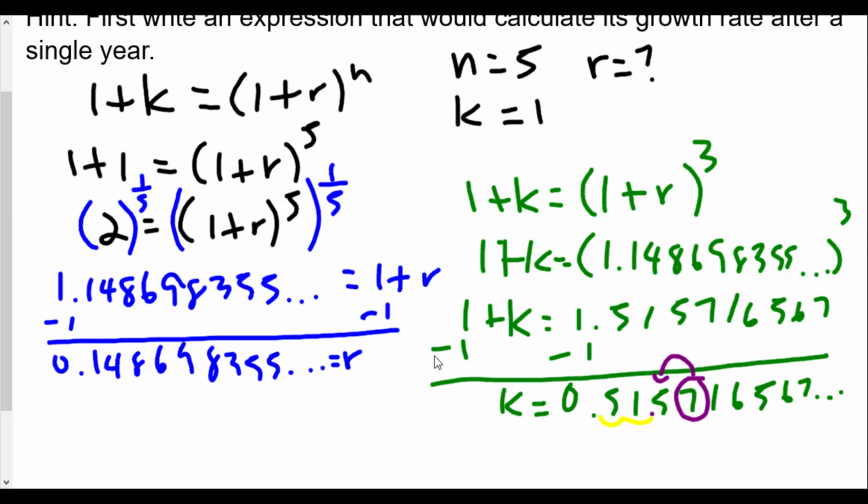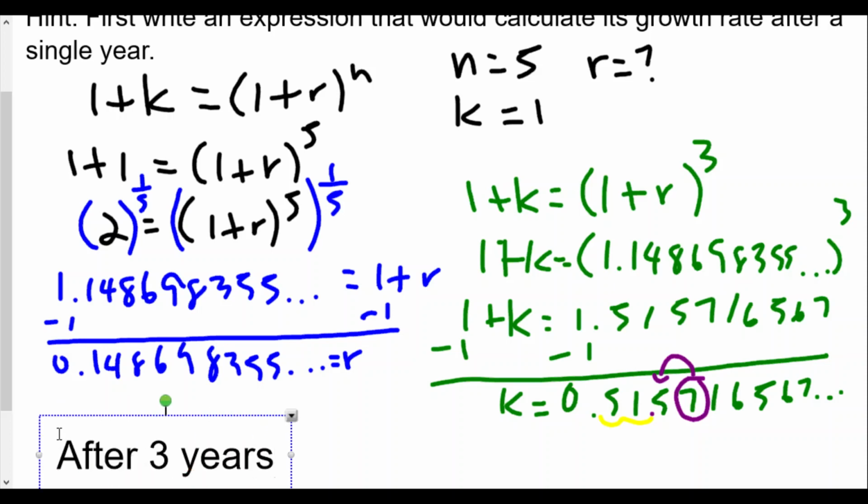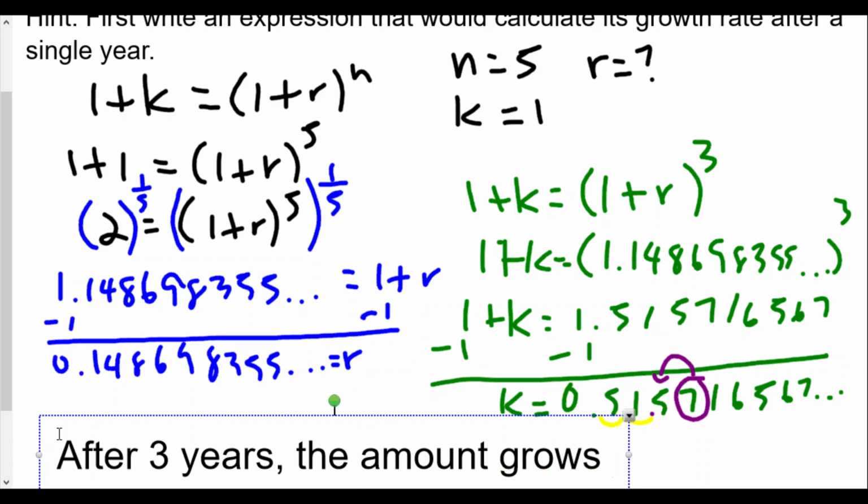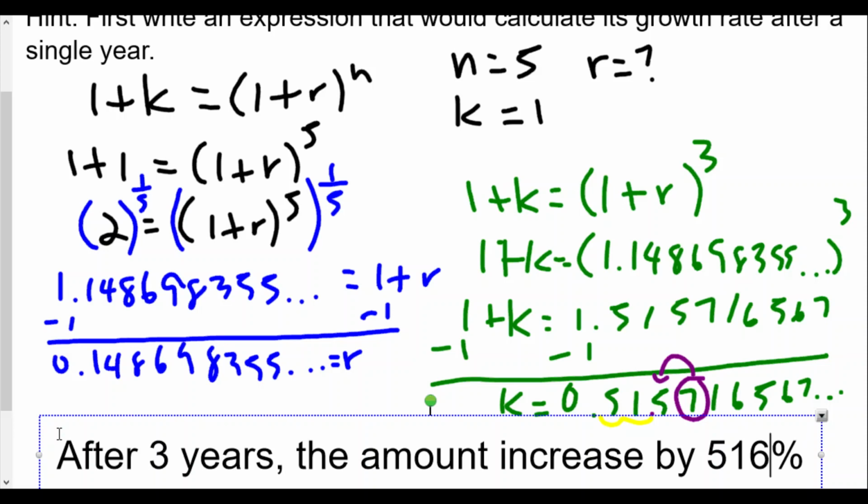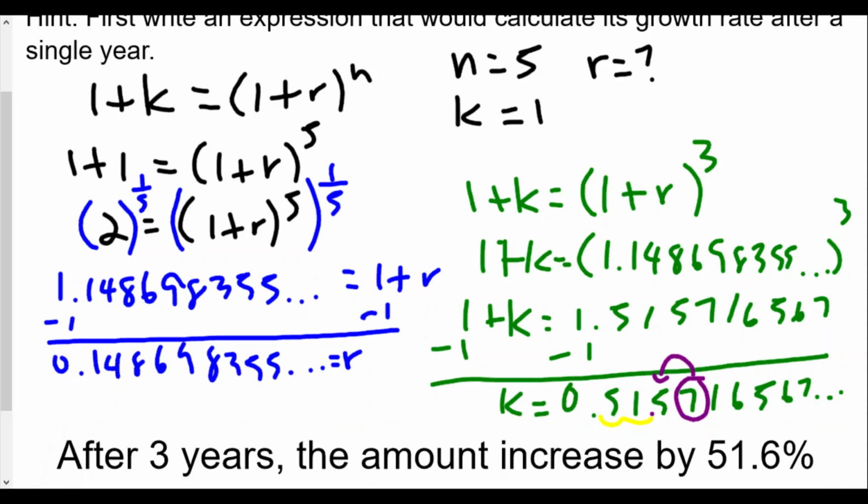So we will say after 3 years, the amount grows, or increases, by 51.6%. Oops, not 516, don't forget that decimal here. 51.6%. And again, we write this down, ladies and gentlemen, because we know it doubles in 5 years.